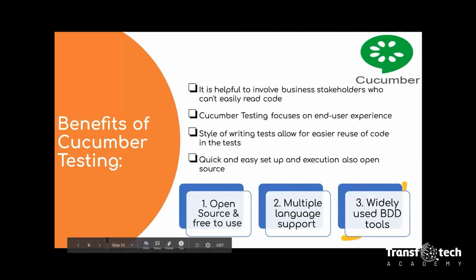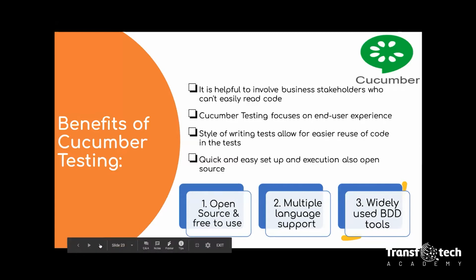Second one is the style of writing tests, which allows easier reuse of code in the tests. Third one is that Cucumber easily integrates with Selenium. Quick and easy setup and execution. It is helpful to involve business stakeholders who cannot easily read code.